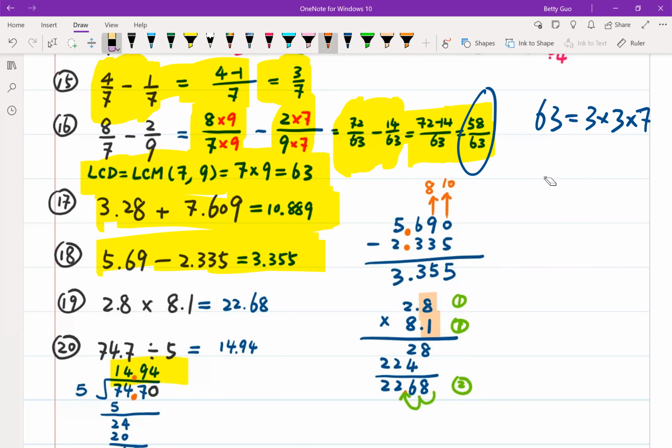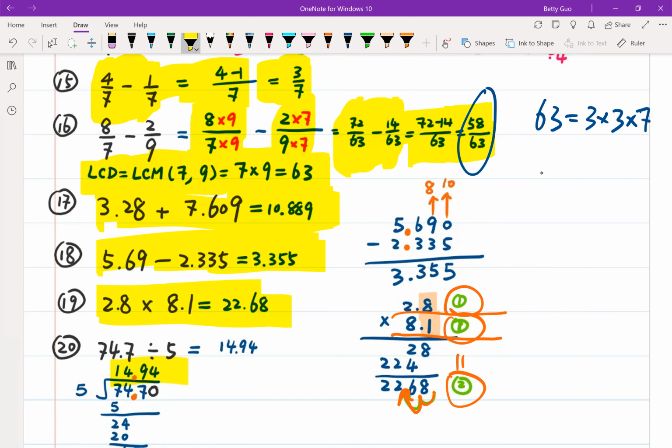In the first decimal, there's one digit to the right of the decimal point. In the second decimal, there's also one digit to the right of the decimal point. 1 plus 1 equals 2. Then we should move the decimal point to the left twice in the product. The multiplication of the two decimals is 22.68.